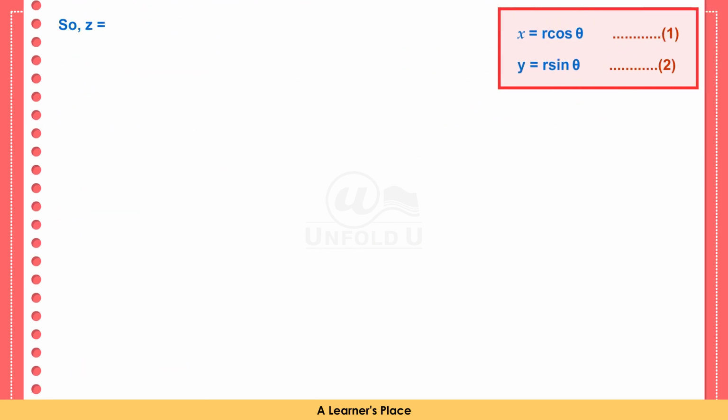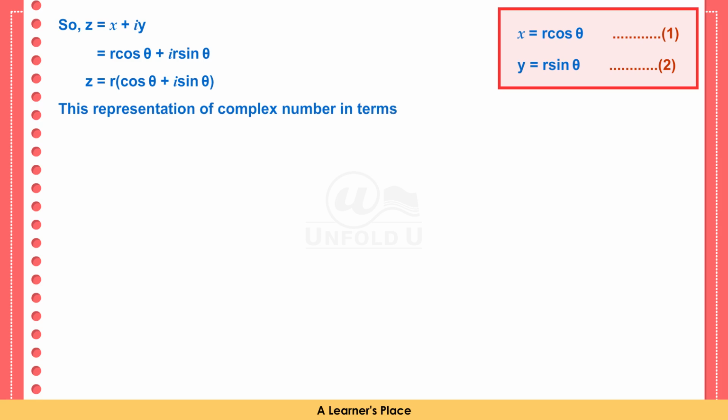So, z is equal to x plus iota y becomes r cos theta plus iota into r sin theta. By taking r common, it becomes z is equal to r into cos theta plus iota sin theta. This representation of a complex number in terms of r and theta is called the polar representation of a complex number.